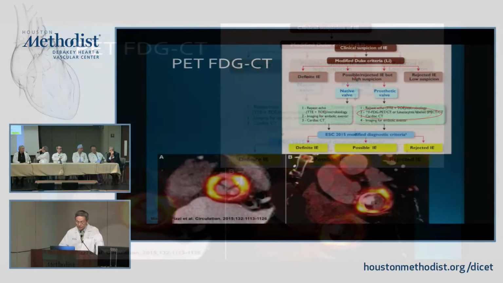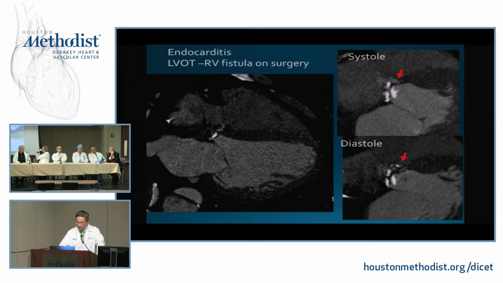Can you zoom in on the previous case? Yes. Since this is a nice discussion. Go back a little bit, one more.